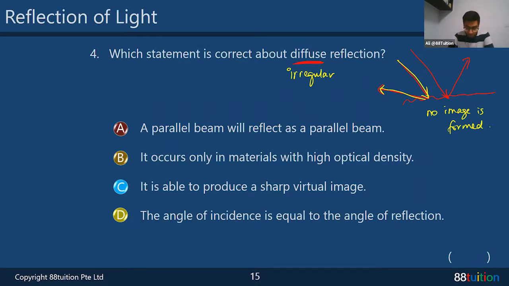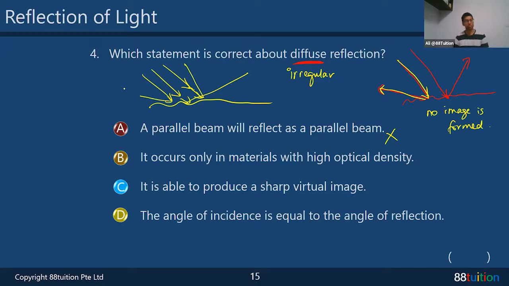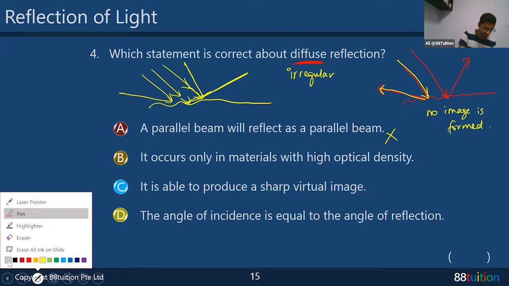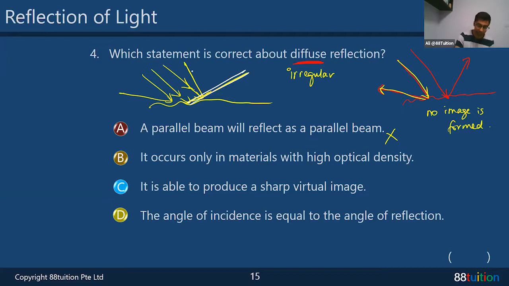Okay. So a parallel beam will reflect as a parallel beam? No. A parallel beam will reflect as any kind of beam. So a parallel beam will come like this, 3 beams, and will hit a rough surface. What will happen? It won't go parallelly. It's not a regular surface. So it will go in different directions this way. So that is what will happen. Just to highlight to you the reflected rays. Okay, so A is definitely wrong.